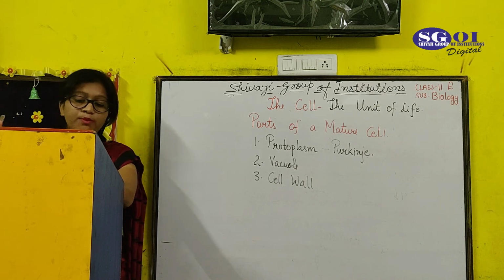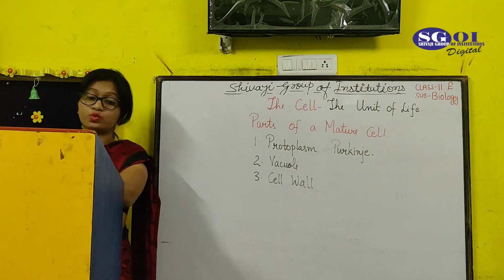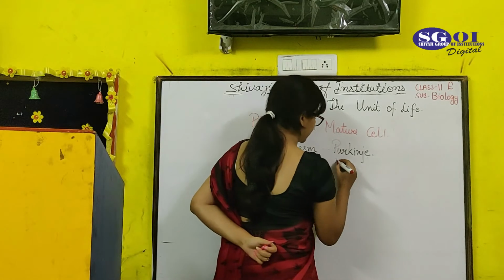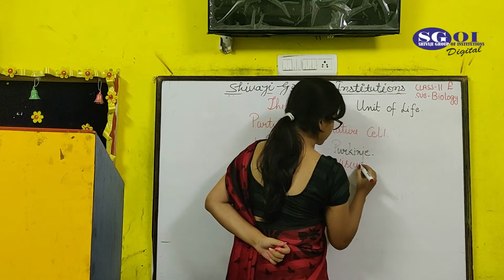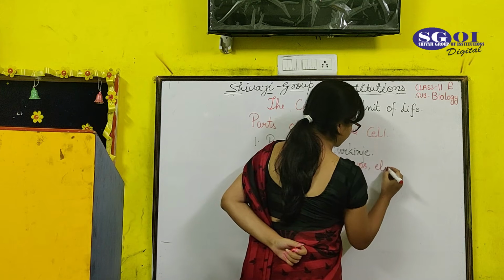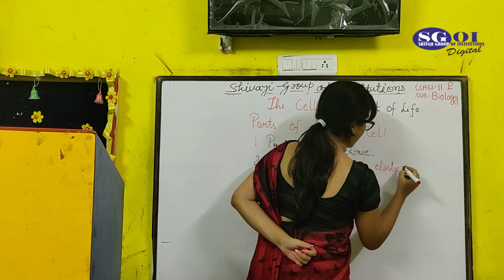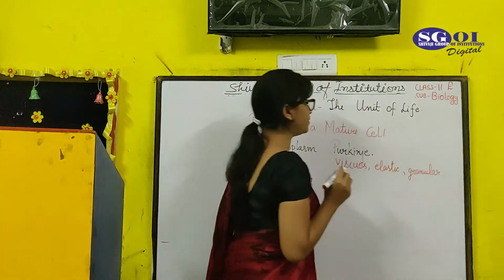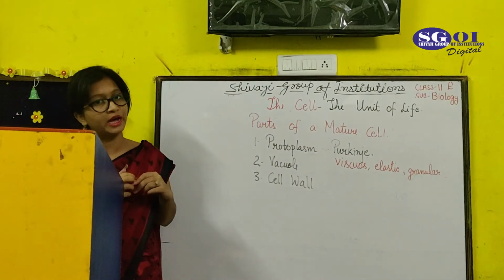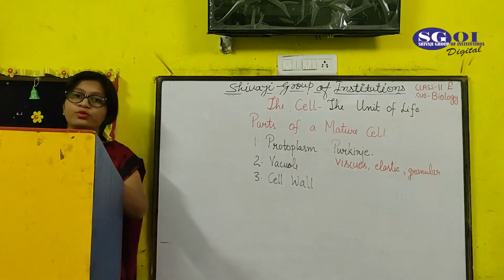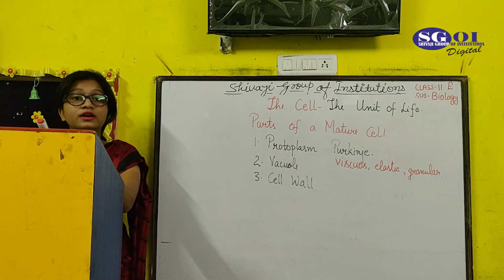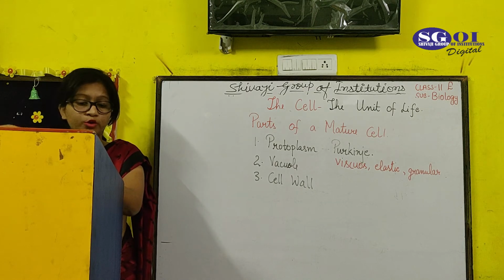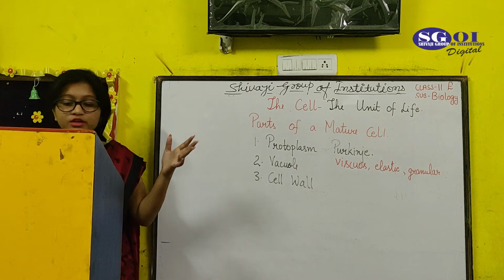Some of the physical properties of protoplasm are that it is viscous, elastic or granular in nature. These are some of the important properties of protoplasm. This is the characteristic, or we can say the physical properties, of the protoplasm: that it is viscous, elastic, or maybe granular.